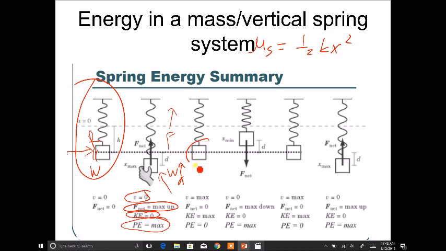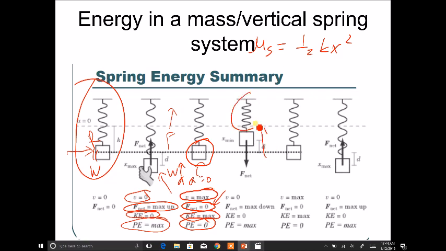By the time it gets back to equilibrium in this third picture, it's going at its maximum velocity. At this point, the weight of the box acting down and the restoring force acting up are balanced. So there's no net force. Therefore, there's no acceleration at this point. The kinetic energy is at its maximum because the velocity is at a maximum. And at this point, there is no elastic potential energy because the spring is at its equilibrium position. The box doesn't stop at this point, though. It has inertia, so it continues on past the equilibrium position.